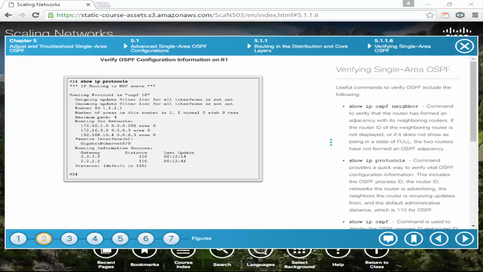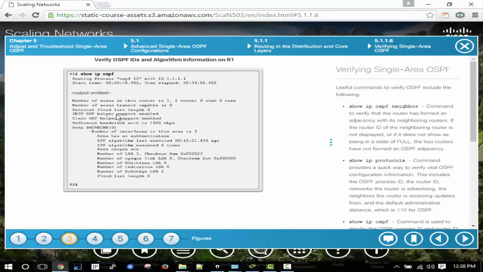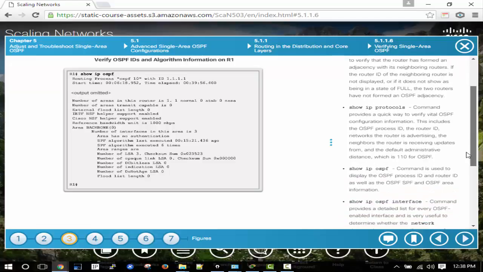Alright, and our next one, show IP OSPF. So this is going to be for IP version 4, right? Because we know IP means IP version 4, and we get our number of areas, and some advanced stuff that we don't really need to talk about yet. Let's see what it says.